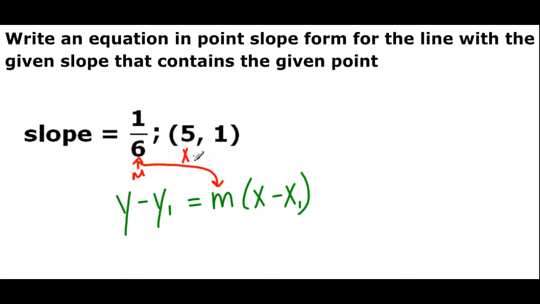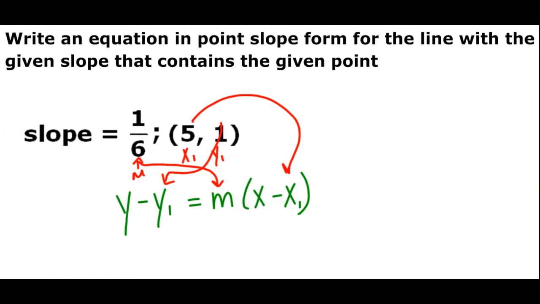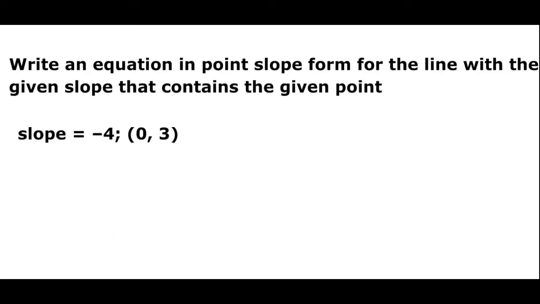This is x of the first point. This is y of the first point. The 5 is going to go here. The 1 is going to go here. And my equation is going to look like this. y minus 1 equals 1/6 times x minus 5. And that's done. That's all you have to do. Okay? So why don't you try one?